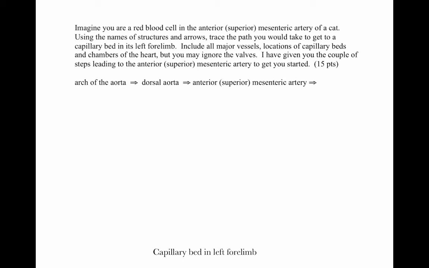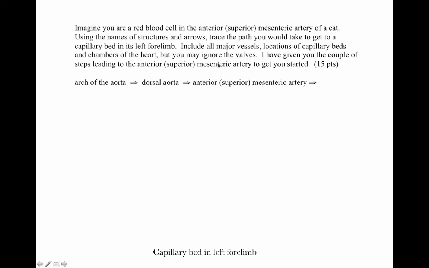So you'll be given a task sort of like this. Imagine you're a red blood cell in the anterior or superior mesenteric artery of a cat. Using the names of structures and arrows, trace the path you would take to get to a capillary bed in its left forelimb. Remember, if you're going from an artery in one region to a capillary bed in another region, this is always going to carry you back through the heart to get to that other location. So, including all the major vessels, locations of capillary beds, and chambers of the heart. You may ignore the valves in this case.